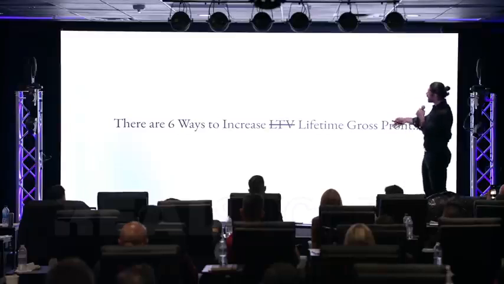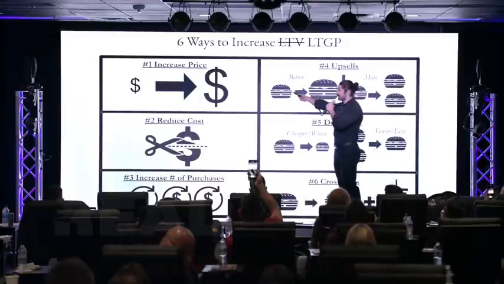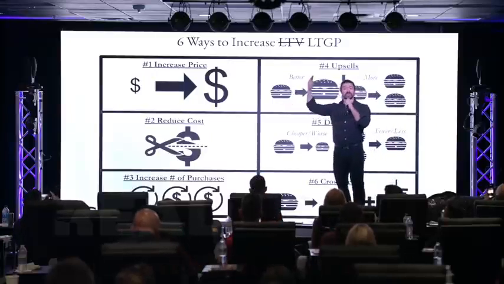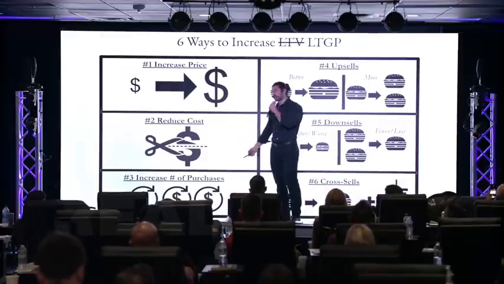So here are the 6 ways that I increase lifetime gross profit. Number 1, you can increase the price, which we did in our little genie example. That's just one of them. The second one is you can reduce the actual cost of fulfillment, and I'll show you some of the ways that we look at.